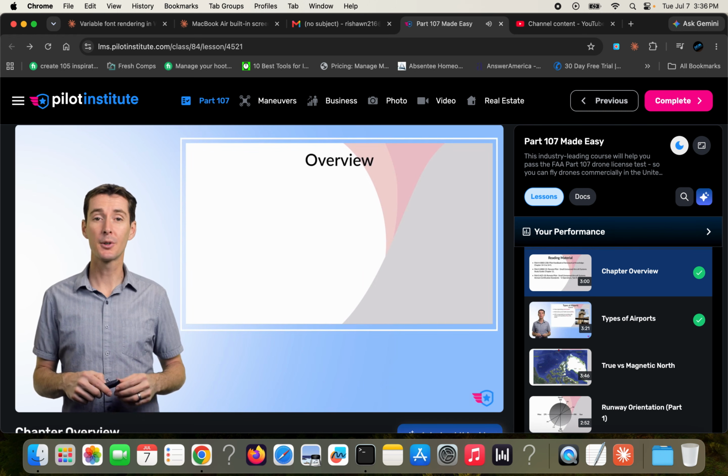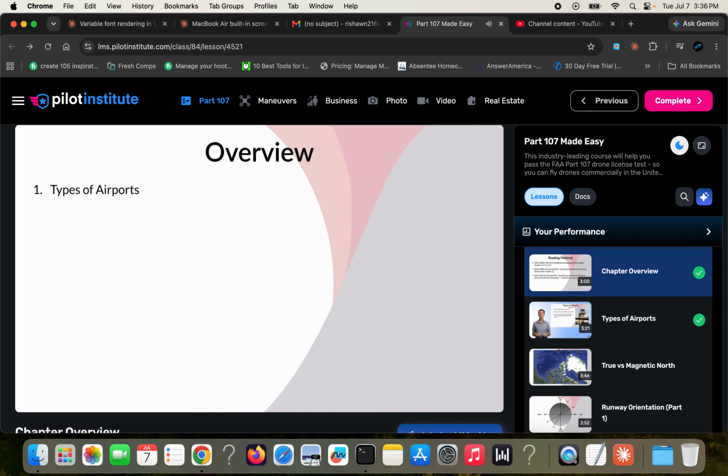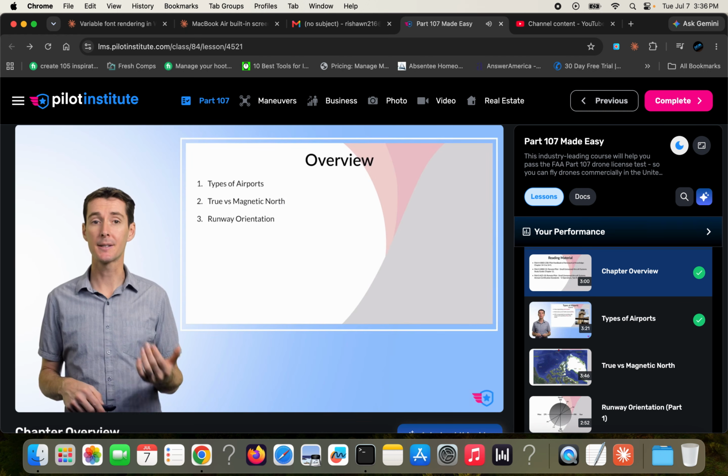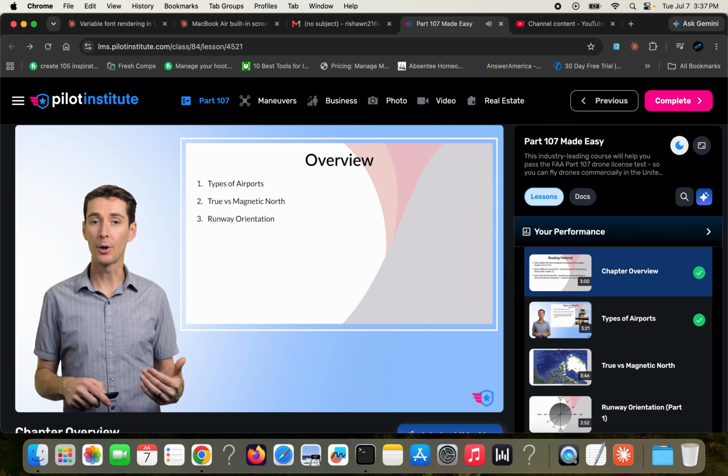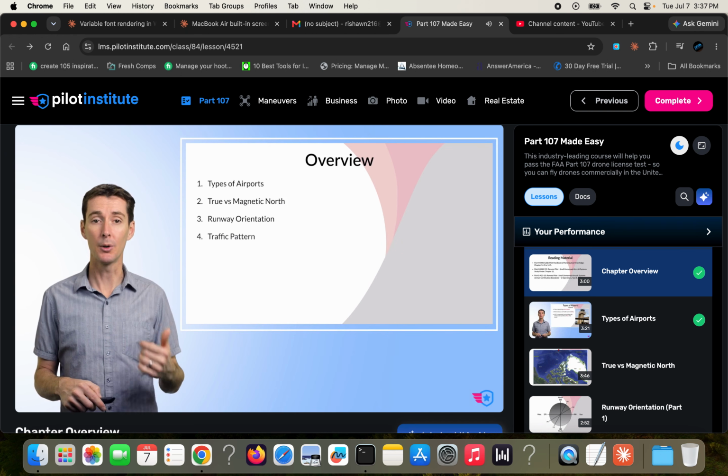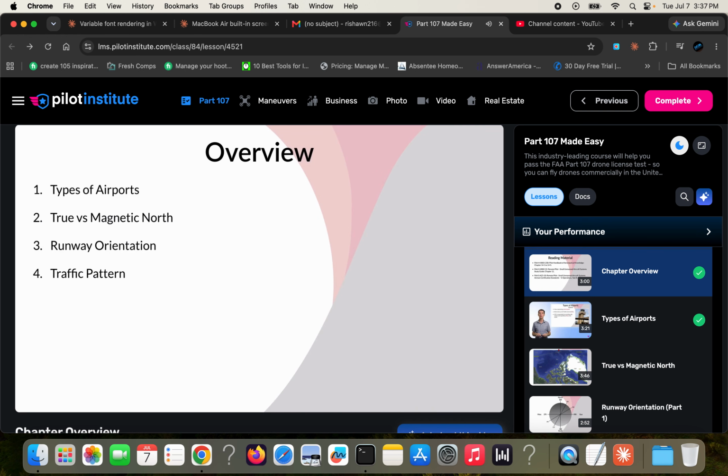The different topics that we're going to talk about: the first one is the type of airports that you're going to find out there. Then we'll talk about true versus magnetic north, and the reason we're talking about this is because we're talking about runway orientation. How are runways oriented, and how are they labeled? Based on that, we'll talk about traffic patterns. I have a 3D model of an airport that I'm going to show you, so you can have a better picture of everything going on around the airport.